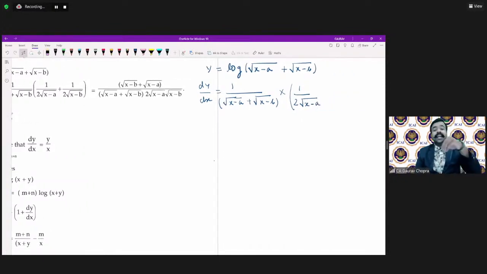Now again, inside the root we have x minus a. Now what is the derivative of x minus a? The derivative of x minus a is 1. So we can multiply by 1 or it will remain as it is. But if in the bracket it was 2x, then we would have to multiply with 2. If it was 3x, then we would have to multiply with 3, and so on. But since in the bracket we have x minus a whose derivative is 1, there is no need to multiply again. Plus root of x minus b, the derivative will be 1 by 2 root of x minus b.